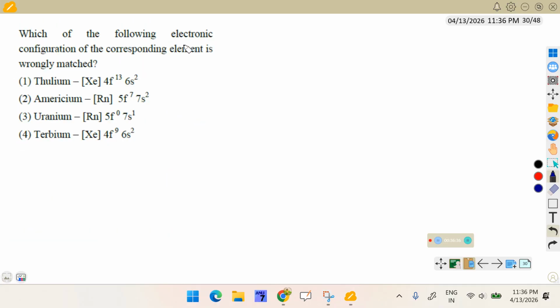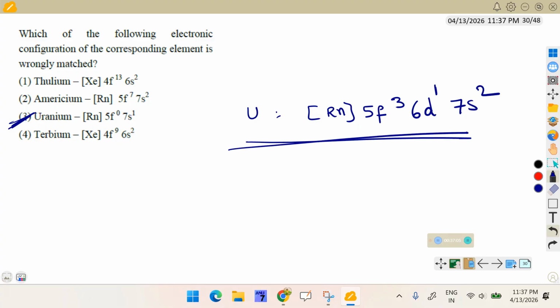Which of the following electronic configurations of the corresponding element is wrongly matched? Thulium, correct. Americium, correct. Uranium, this is wrongly matched. Uranium electronic configuration is radon 5f3 6d1 7s2. Check the NCERT line once.